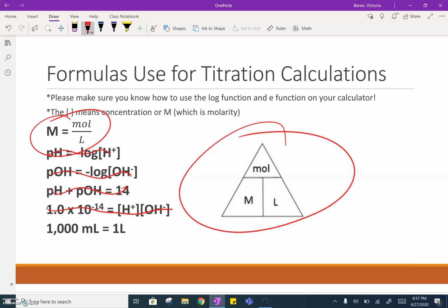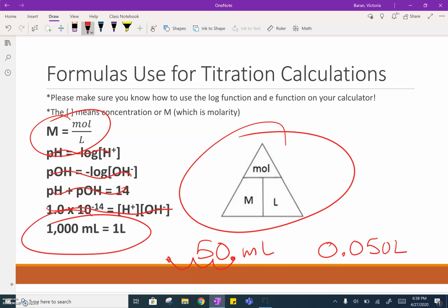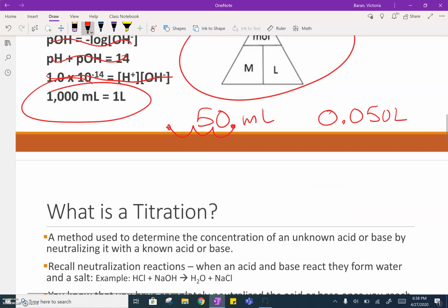So remember, let's say we have 50 milliliters and we want to get that into liters. You would move the decimal 1, 2, 3 places to the left. So this would be the same as 0.050 liters. So that's one way that you can convert. You can also set up a picket fence as well, using this as your equality. So these are really the only two formulas that we're going to be using. And therefore, we're not going to be using any log functions or the E function on our calculator.